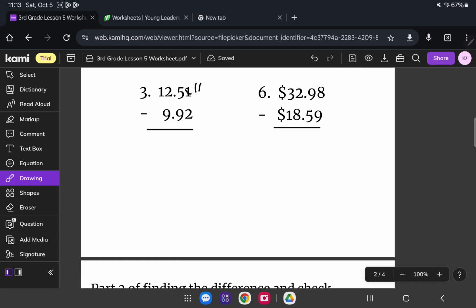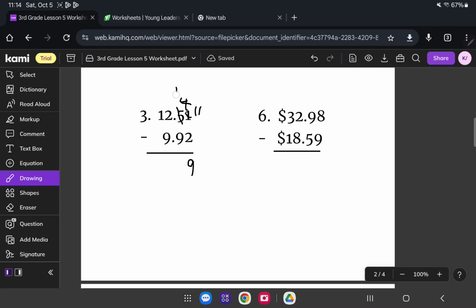11 minus 2 is 9. And then we borrowed a 10, so 4, and then we borrow a 10 here. All right, 14 minus 9 is 5, and then we add that decimal point, and then 11 minus 9 is 2. This rounds up to 13, and then this one rounds up to 10, and we get 3.